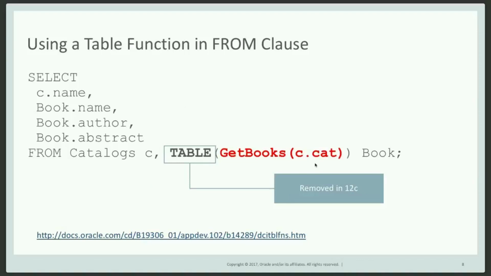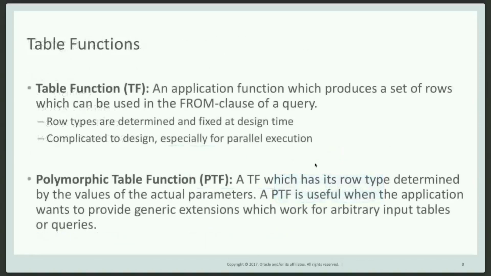Although that can be quite useful in terms of identifying to the next person who's coming along, who may have to debug your code, that get books is not a table, it's a table function. So you can produce a table function. It will return you a set of rows. It can be used in the from clause. In effect, it looks and feels very much like a table.